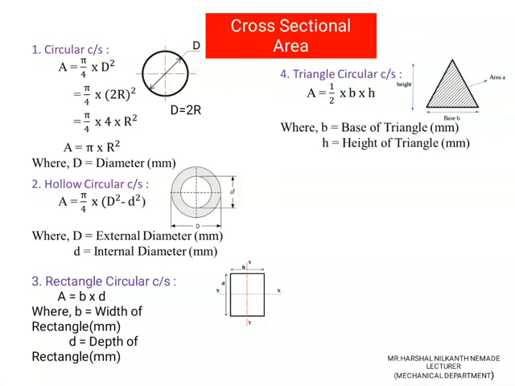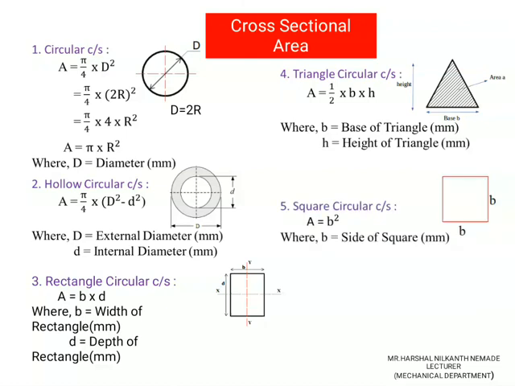Triangular cross-section. For a triangular cross-section, the area will be half multiplied by base multiplied by height, where B means the base of the triangle and H means the height of the triangle. Square cross-sectional area: A is equal to B square, where B is the side of the square in mm.